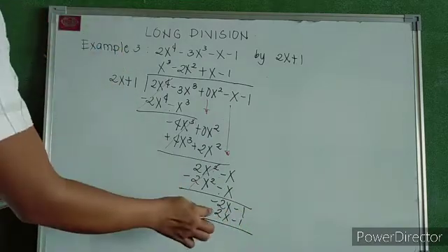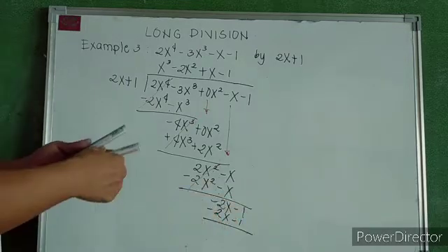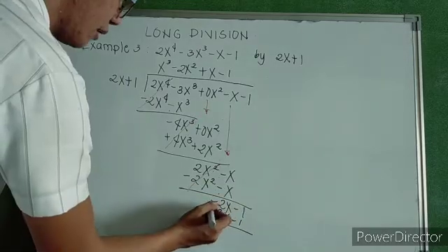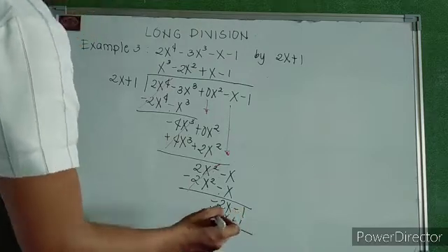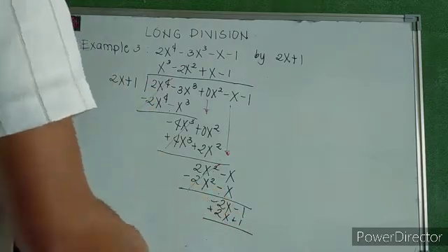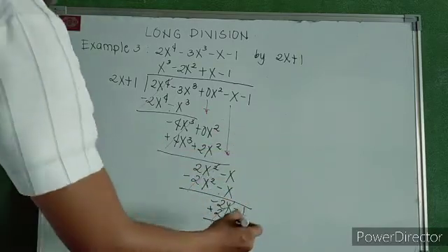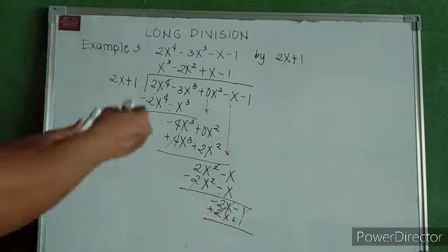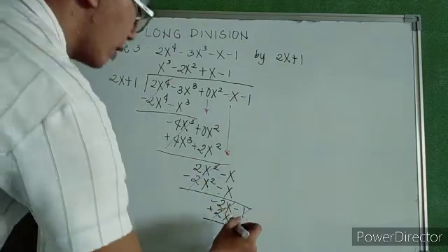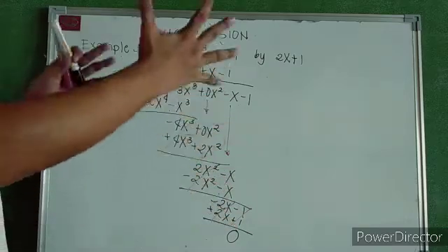Okay? So kuhanin lang natin yung opposite sign ng ating product na nakuha. So positive 2x and then positive 1. So negative 2x plus 2x cancelled out. Negative 1 plus 1, that is cancelled out then. So meaning to say, yung nakuha nating remainder dito is 0. So meaning, wala tayong remainder.